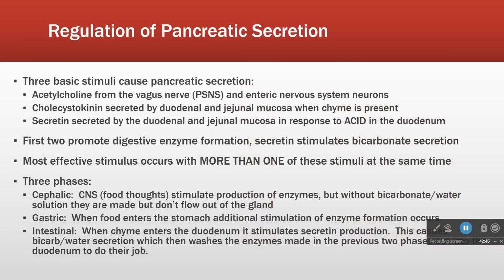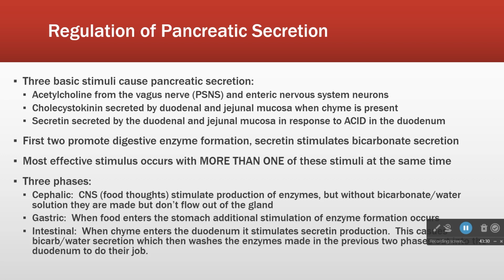All right, so pancreas secretion regulation. Three basic stimuli. One, parasympathetic nervous system, so acetylcholine from the vagus nerve. Two, cholecystokinin, released from the duodenum in response to chyme being present. In other words, when digestion is happening or is initiating. And then secretin, secreted by the duodenum in response to acid, so low pH. That secretin travels almost immediately to the pancreas and increases bicarbonate secretion.